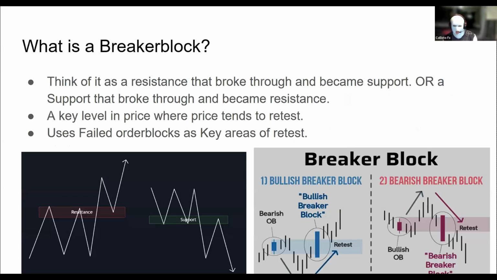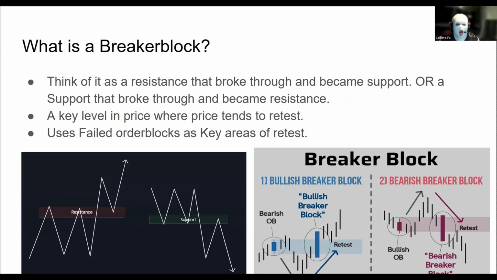What is a breaker block? The reason why I want to go through a breaker block first is so that you don't just use the indicators blindly, right? This strategy itself is very indicator heavy. I want to make sure that you guys understand the reasoning behind a breaker block first, and I want to break it down in very simple terms for you guys.